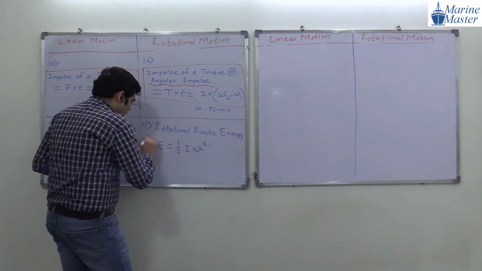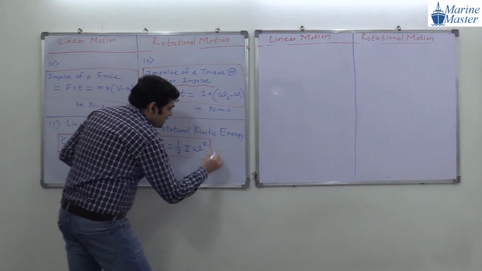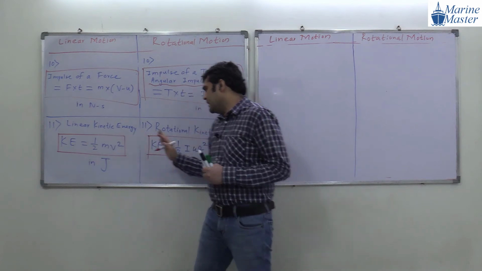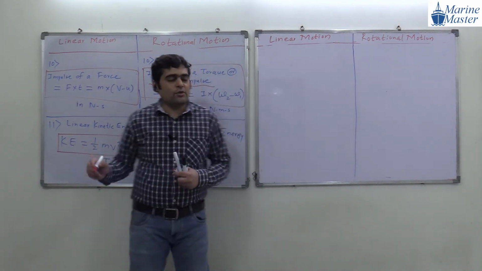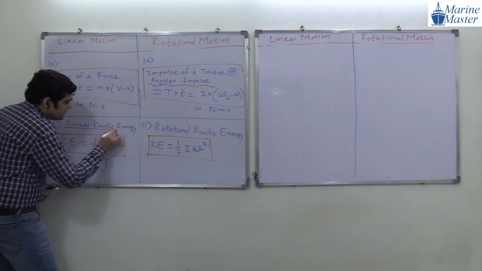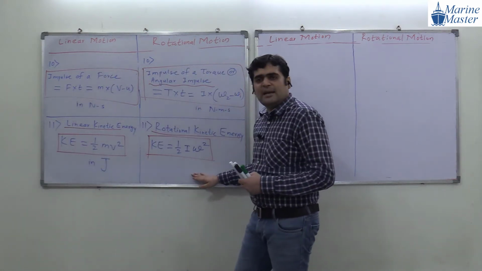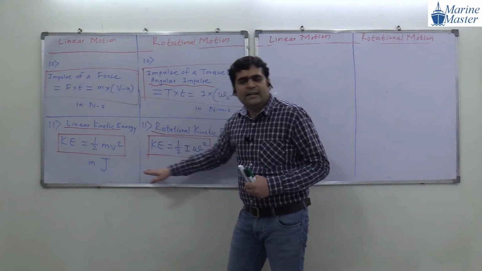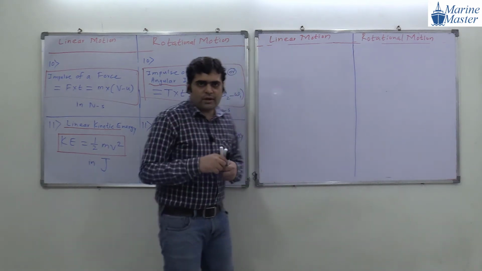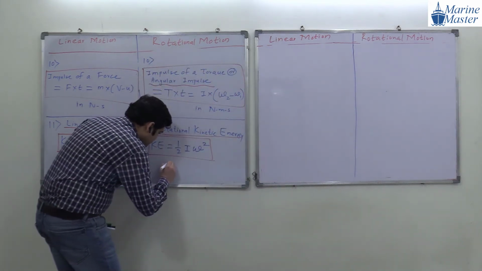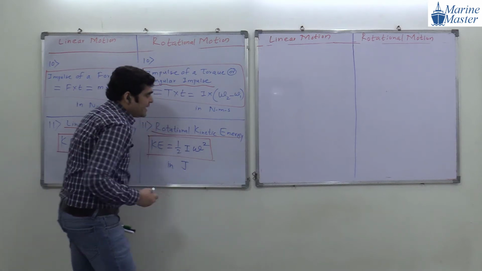Omega means angular velocity. So this is our linear kinetic energy, and this is our rotational kinetic energy. Here the unit is what? Whether it is linear or rotational, energy unit is joule, with capital J.